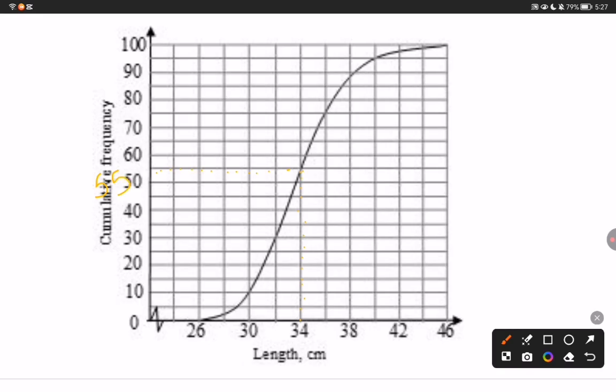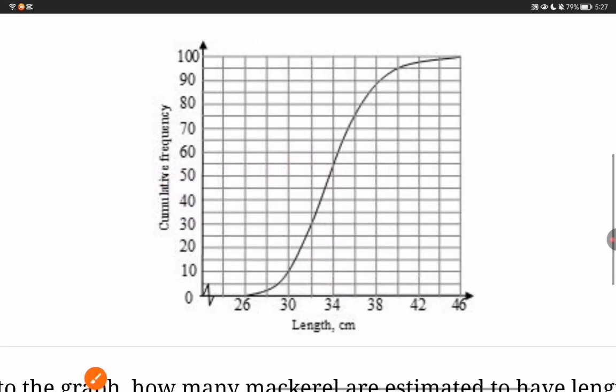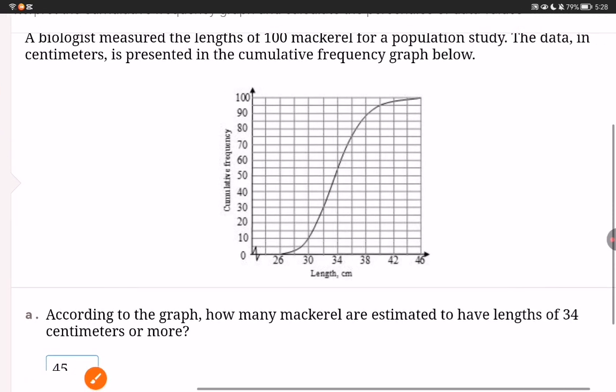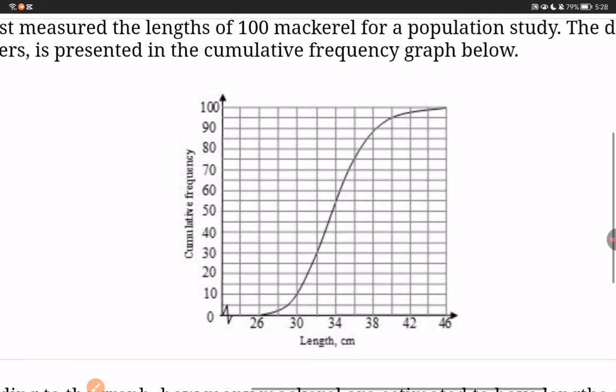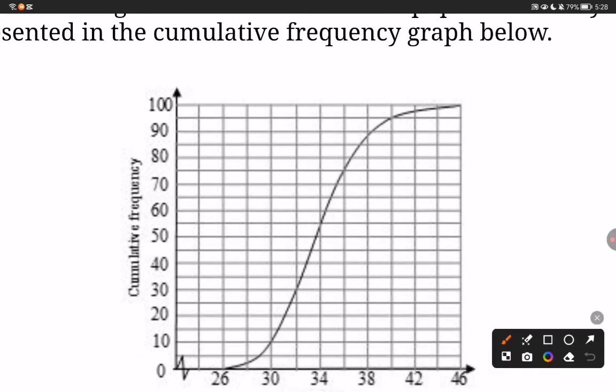So that means that at a length of 34 centimeters, you have 55 mackerels that are at that length. Now, what did they say? They want to know how many have 34 centimeters or more. So what they want is, this is 34 centimeters, right? And it's at 55. What they want is this amount over here.